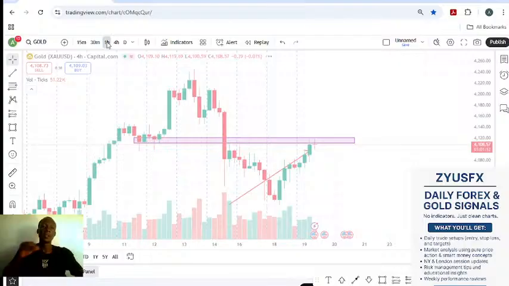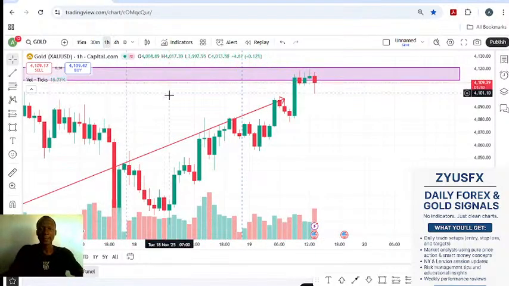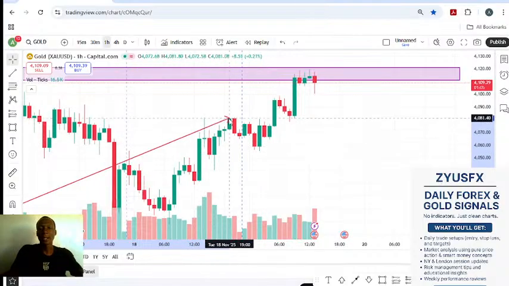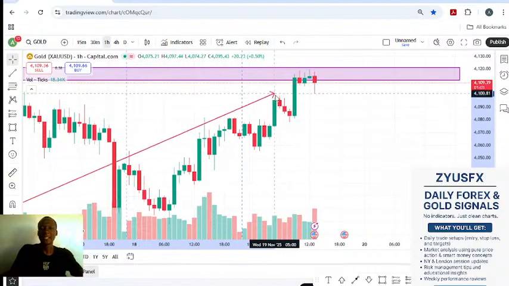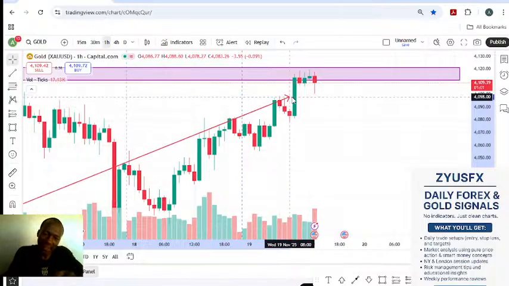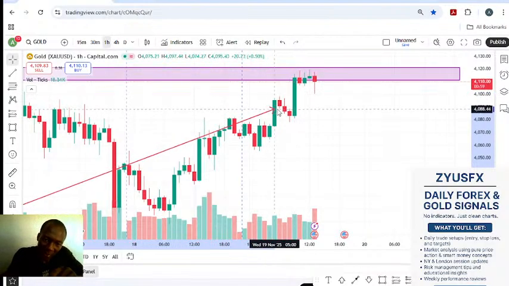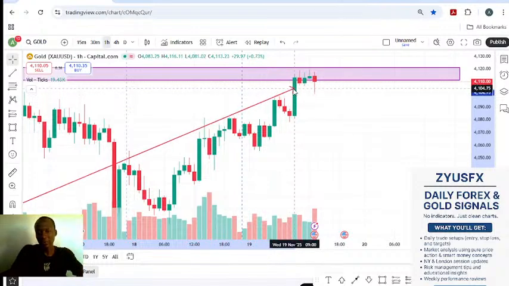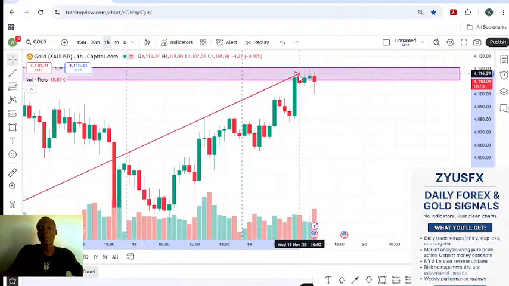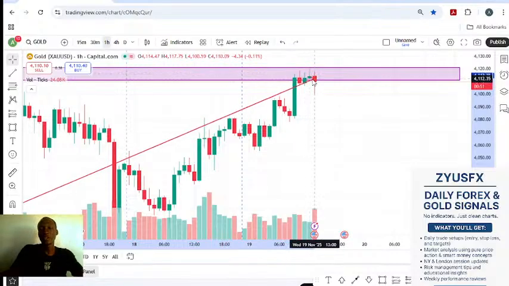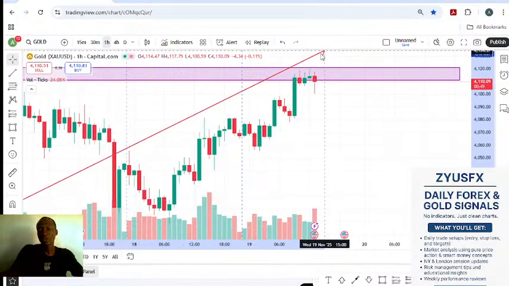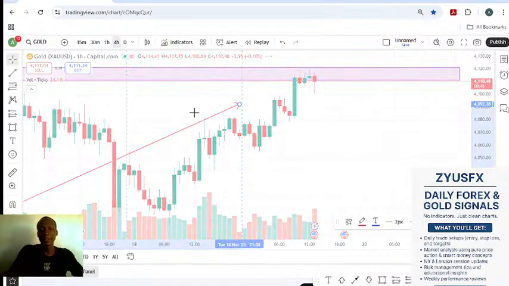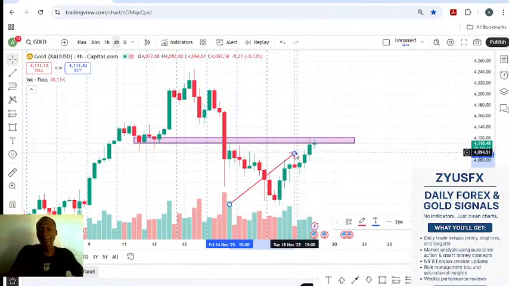So let me scale down to the 1 hour so that you can see the structure that is forming: the higher high, higher low, higher high, higher low structure. It's a clean bullish structure, and you can see the size of the candles compared to the bearish candle. The bulls are in control of the market. Even though we start identifying weak rejection here, this might just be a pullback before a continuation. So for me personally, I'm waiting for a break of that level before I take any trade.